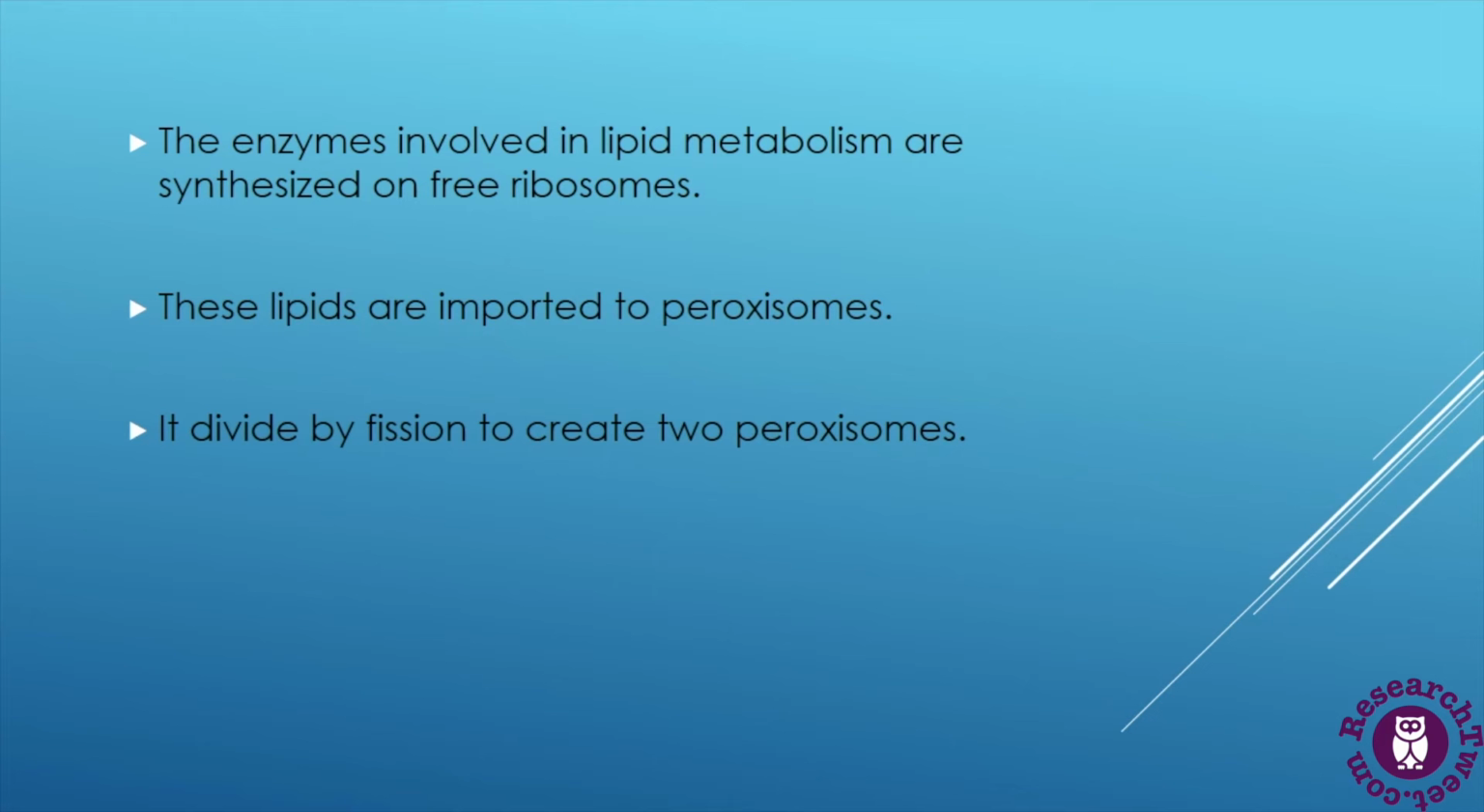But there is another resemblance: the peroxisomes also divide by the process of binary fission to create two peroxisomes. Similarly, mitochondria also divide by fission. So it is another similarity between mitochondria and peroxisomes. That's why they resemble mitochondria more than lysosomes.